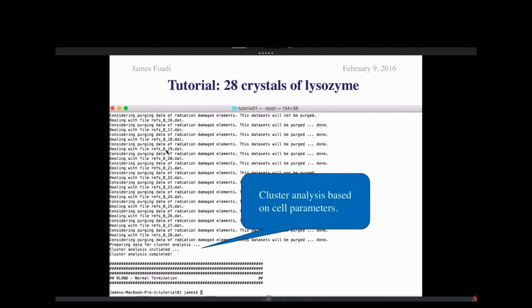In Blend, it is also possible to use averaged intensities in resolution shells as a measure of similarity. This is controlled by the keyword cparwt. A value equal to 1 means use cell parameters. A value equal to 0 means use average intensities. But this is not the default, because tests we have done using this option have not given consistently interpretable results.